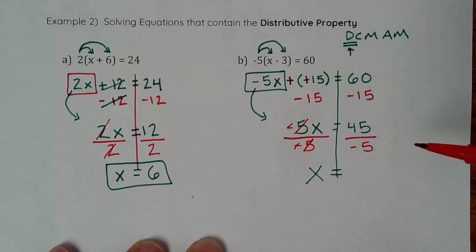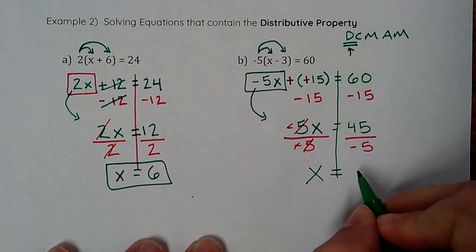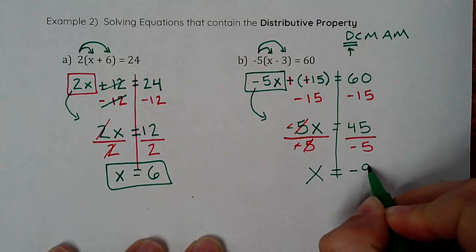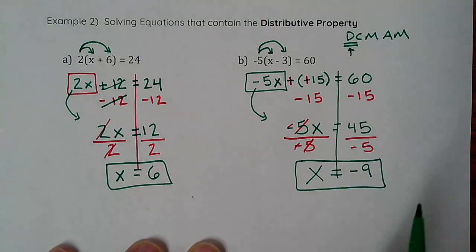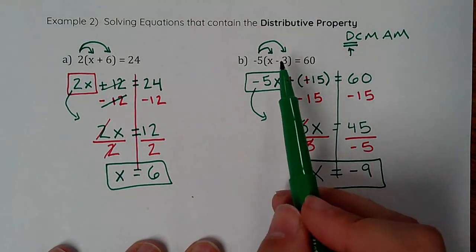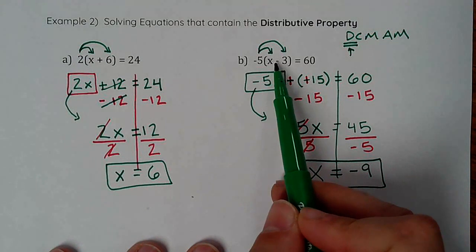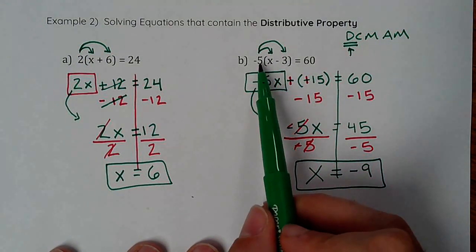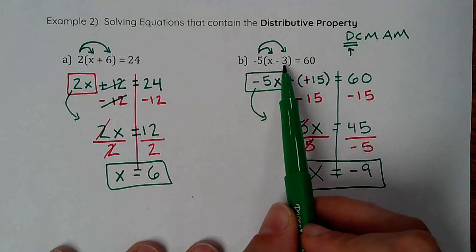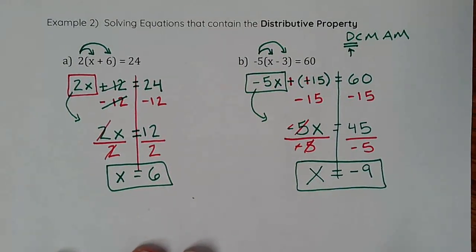Positive divided by a negative will be a negative answer. 45 divided by 5 is 9. So this will be a negative 9. And just like before, I'm going to check that answer in my equation. So negative 9 minus 3 is negative 12. Negative 5 times negative 12 is a positive 60.